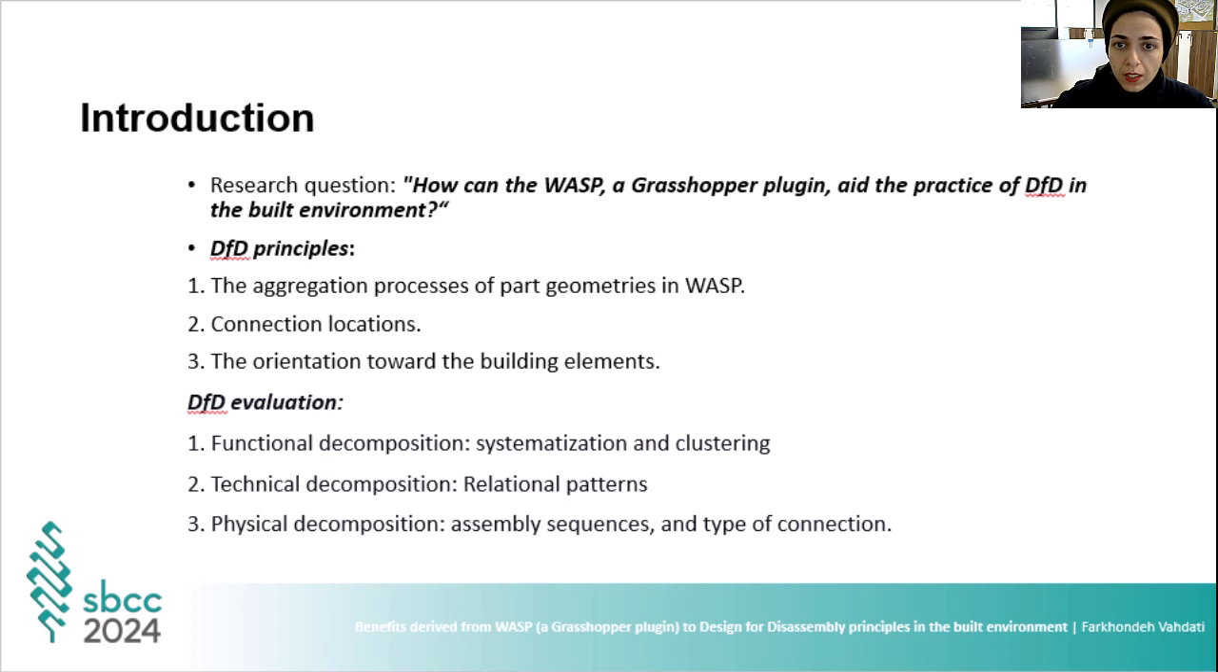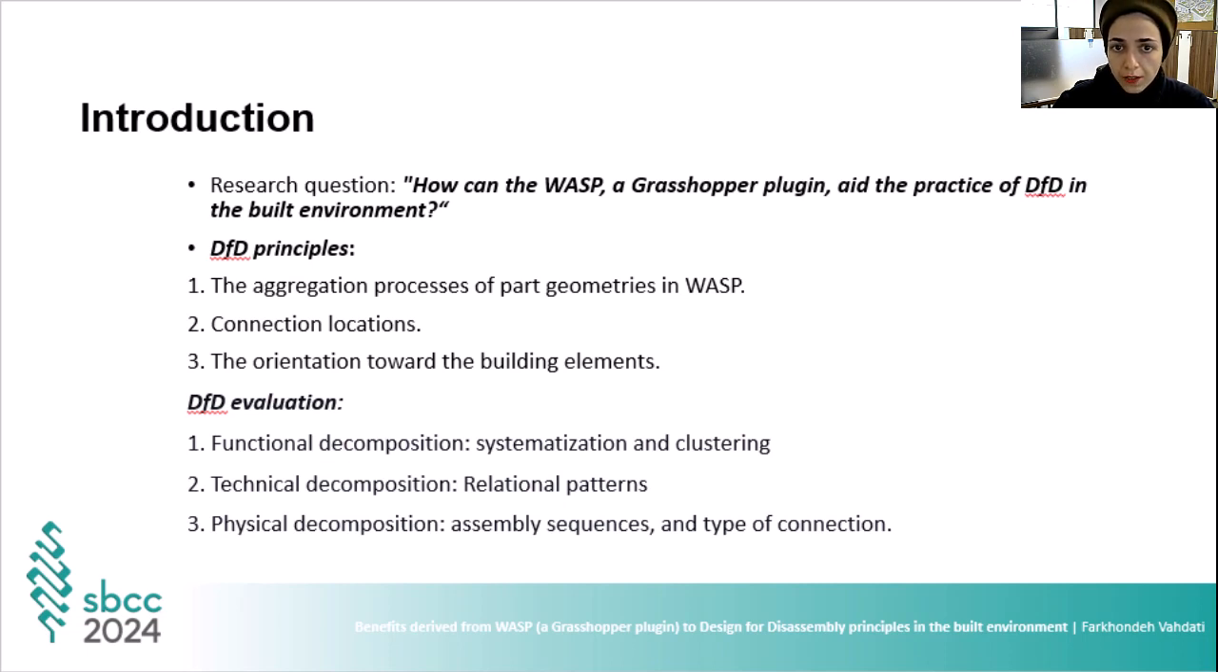Here, there are some literature studies through the main keywords discussed in this paper: DFD, WASP, plugin for Grasshopper, and Iranian timber structure. For the DFD, the authors adopt 3 criteria from the 10 DFD principles in this paper. They are the aggregation process of part geometries in WASP, connection locations, and the orientation toward the building elements.